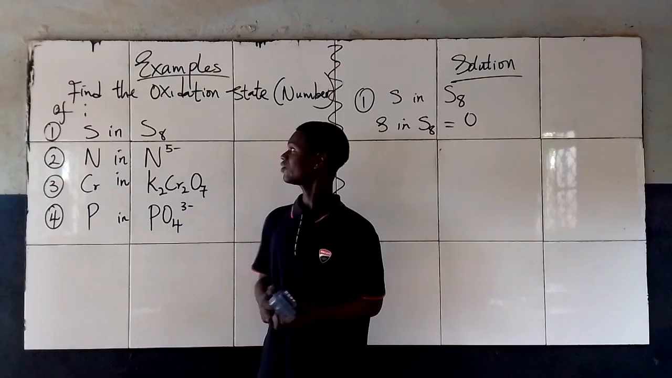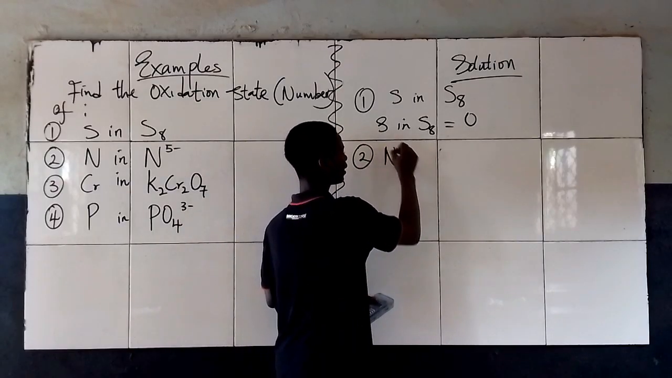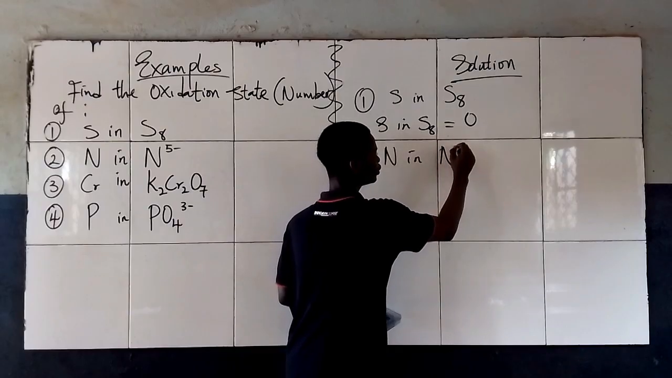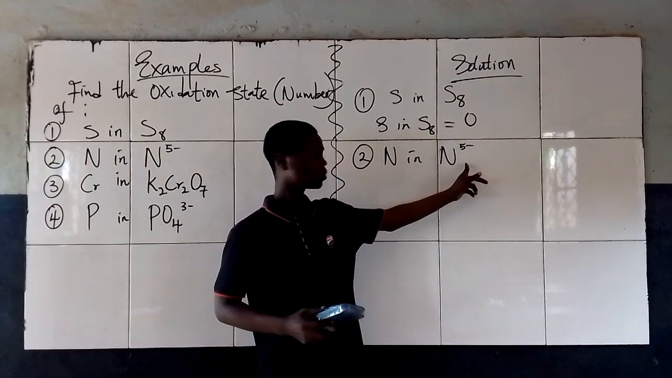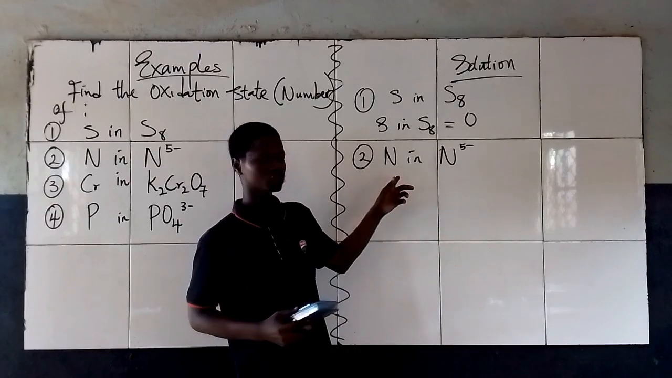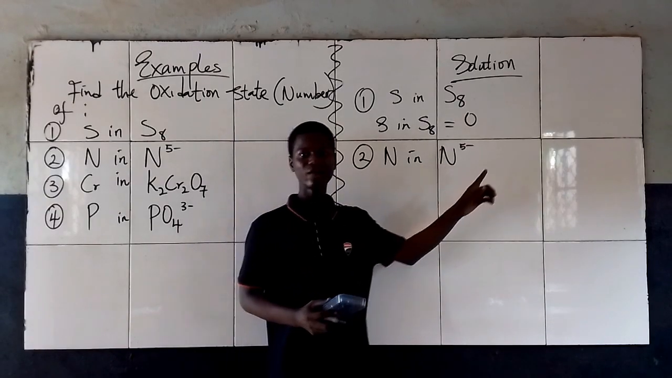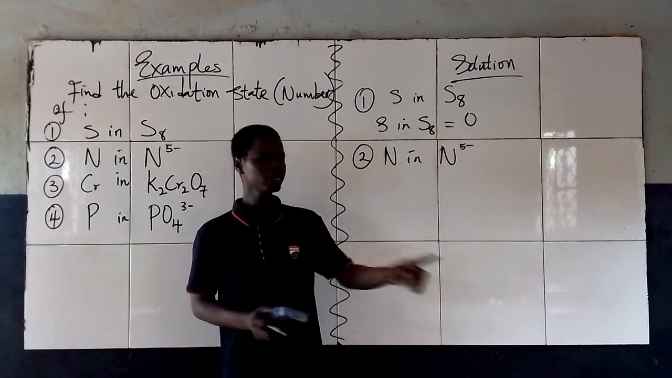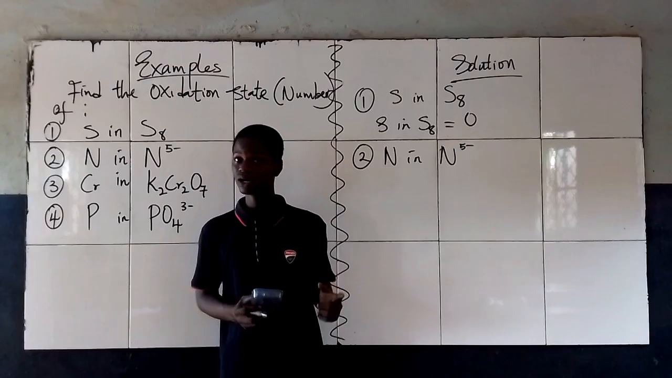That the oxidation state of sulfur in this molecule is 0. Now for the next question, they said number 2, N in N raised to power 5 minus. Now this is an ion. We are asked to find the oxidation number of nitrogen in it. Now observe that this ion is carrying a -5 charge. And how many elements are you seeing in this ion? Just a single atom or a single element, right?